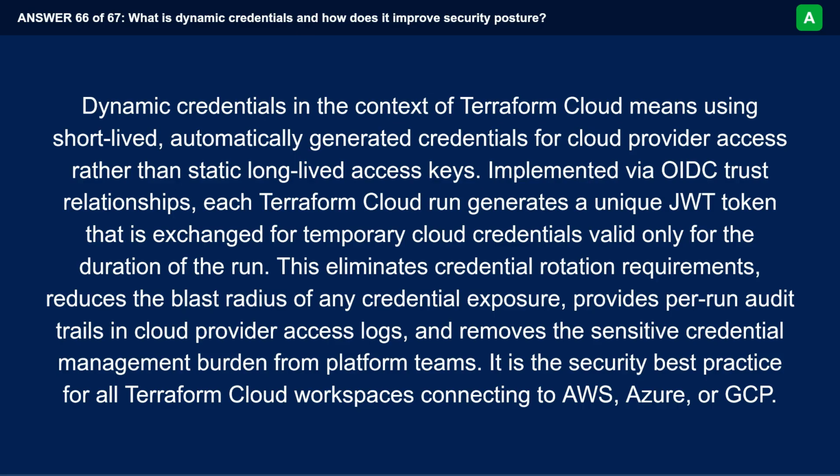Each Terraform Cloud run generates a unique JWT token that is exchanged for temporary cloud credentials valid only for the duration of the run. This eliminates credential rotation requirements, reduces the blast radius of any credential exposure, provides per-run audit trails in cloud provider access logs, and removes the sensitive credential management burden from platform teams. It is the security best practice for all Terraform Cloud workspaces connecting to AWS, Azure, or GCP.